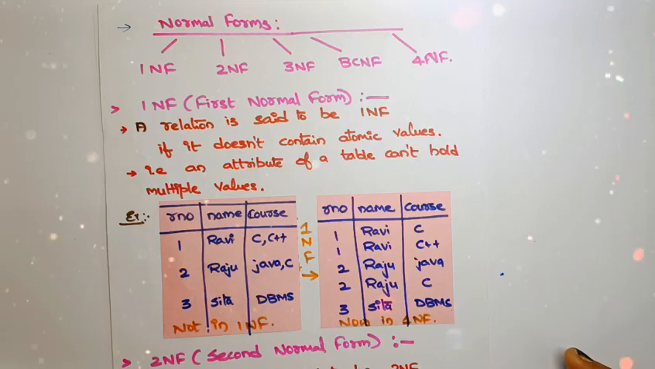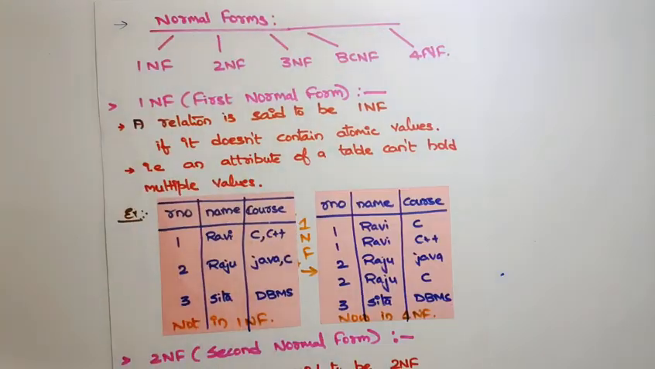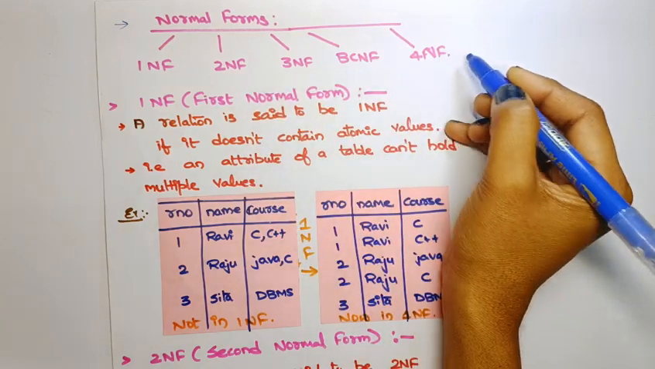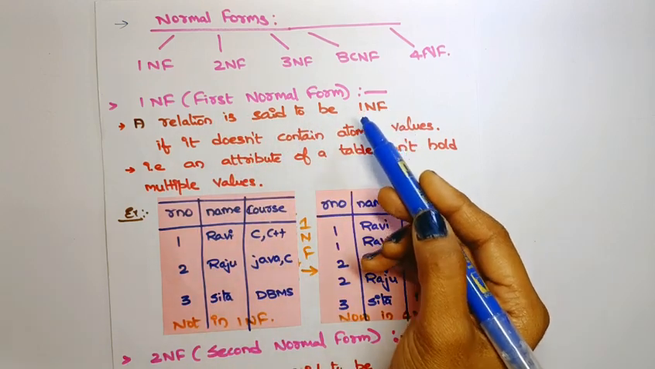Already in the last video we have seen what is normalization. If you did not, please watch that video. Now normal forms 1NF, 2NF, 3NF, BCNF and 4NF we will see. First 1NF, which is nothing but the first normal form.